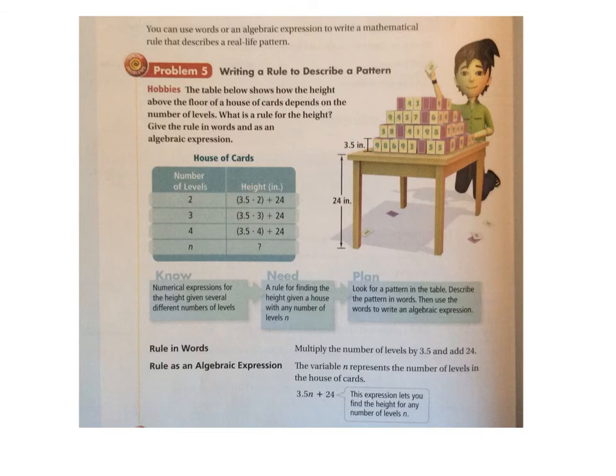You get the idea. So we can take a look at the pattern here. 2 levels, 3 levels. So we could even put the 1 level in if you want to, right? You could say 1 level, and you could say 3.5 times 1 plus 24, right? So that's kind of missing on there. 3 levels, 4 levels, 5 levels. So obviously the variable here is the number of levels. So that's where our x is going to go.